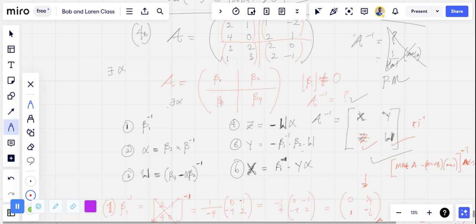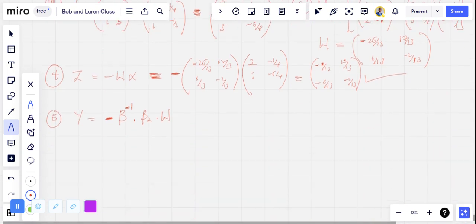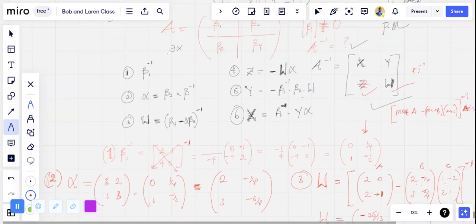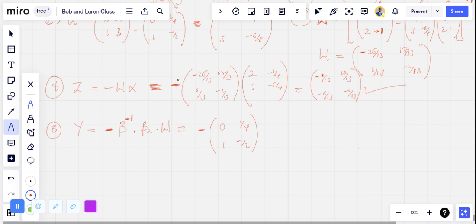So what I have left now is just Y and X. If I get Y and X now, then I'm done. So what's this one now? This one will be minus. I remember that my beta inverse was 0, 1 over 4, 1 and minus 1 over 2. Is that what we got? Let's check. Our beta 1 inverse, where is it? Yes, see it here. Beta 2 is in the question.